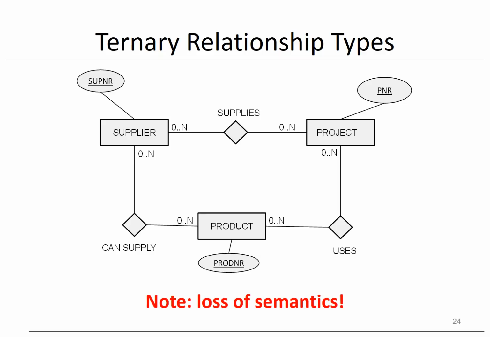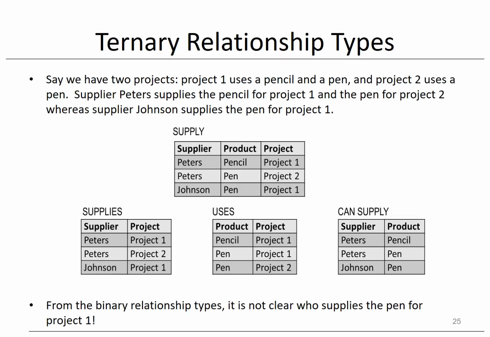An obvious question is whether we can also model this ternary relationship type as a set of binary relationship types as shown here. We decompose the ternary relationship type into the binary relationship types: supplies between supplier and project, can supply between supplier and product, and uses between product and project. We can now wonder whether the semantics of the ternary relationship type is preserved by these binary relationship types. To properly understand this, we need to write down some relationship instances.